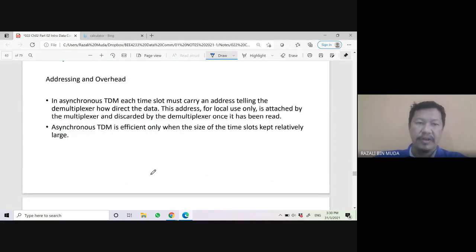So, addressing and overhead. In asynchronous TDM, each time slot must carry an address telling the demultiplexer how to direct the data. This address, for local use only, is attached by the multiplexer and discarded by the demultiplexer once it has been read. Asynchronous TDM is efficient only when the size of the time slot is kept relatively large.